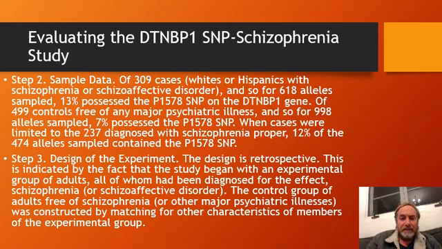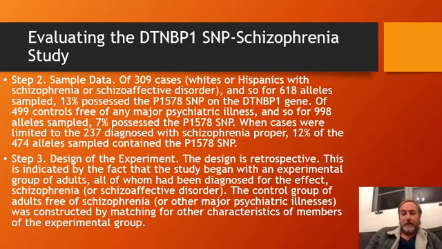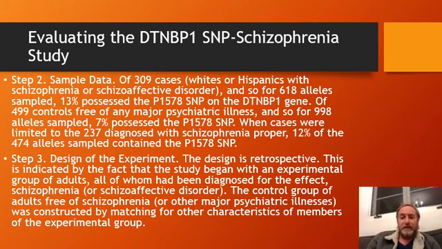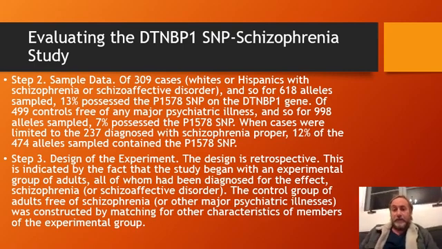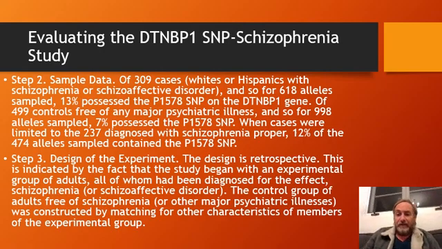Okay, so what is the design of the experiment? You should have identified it as a retrospective design. Notice in step one, what was the population sampled? People with schizophrenia, and that is the effect variable. So this is a retrospective design. The control group was constructed by matching for other characteristics of the members of the experiment. They found people at the same hospital, presumably similar demographics. So that was your control group.